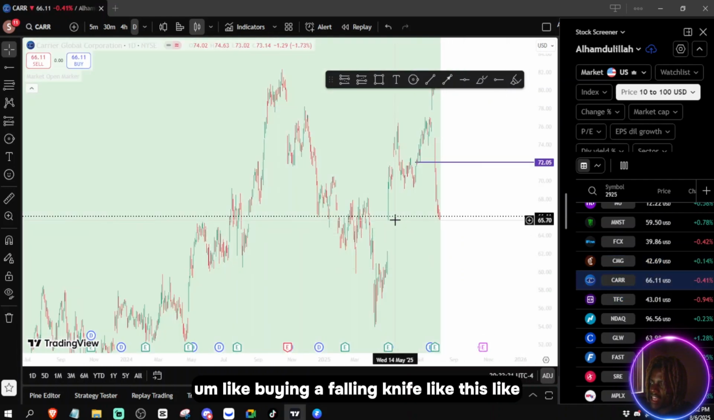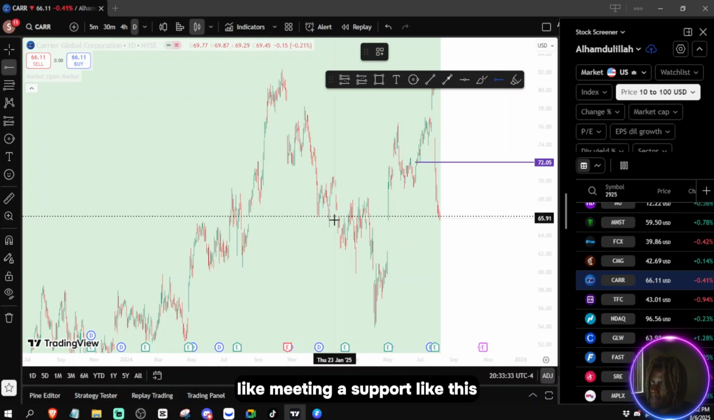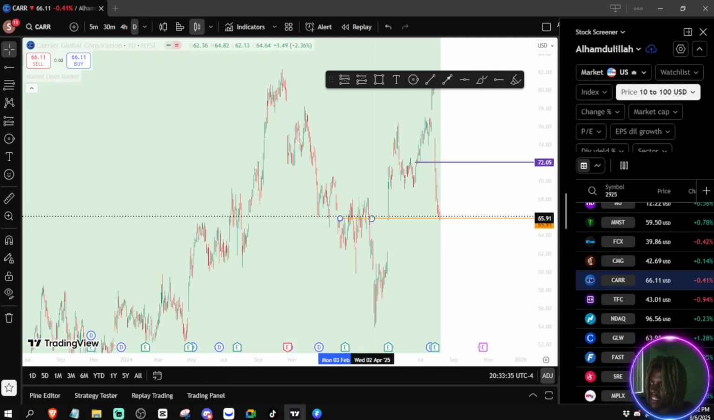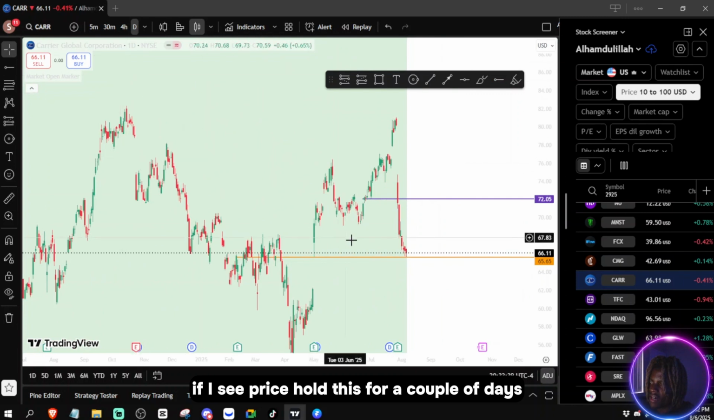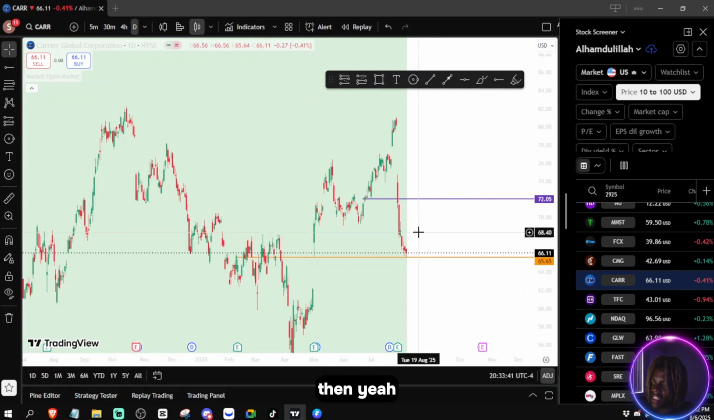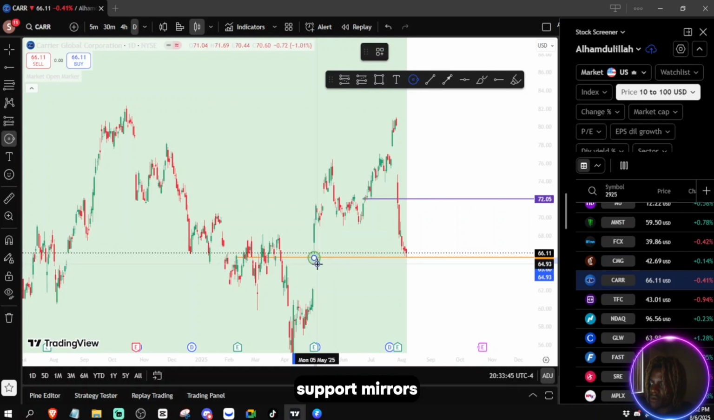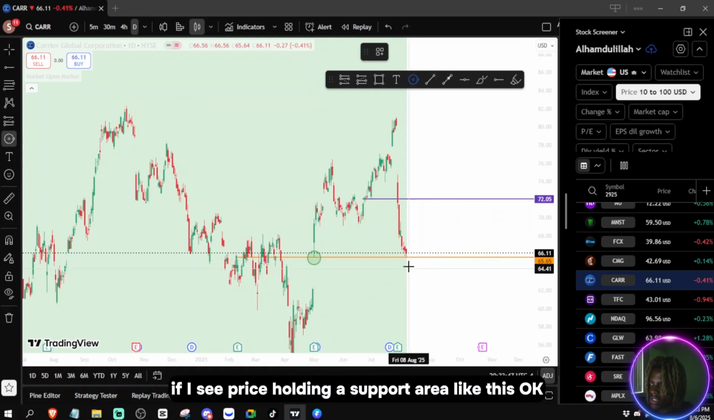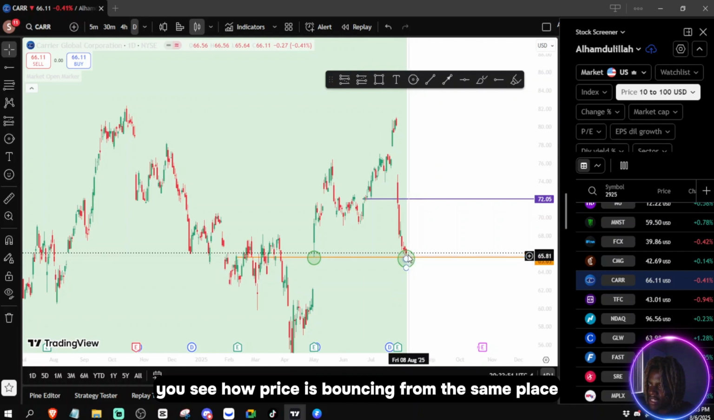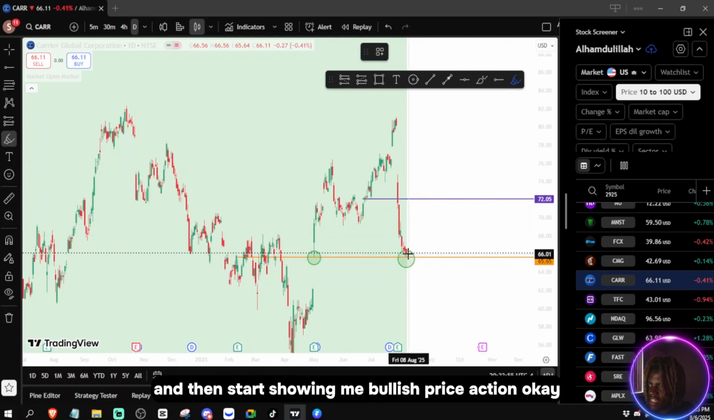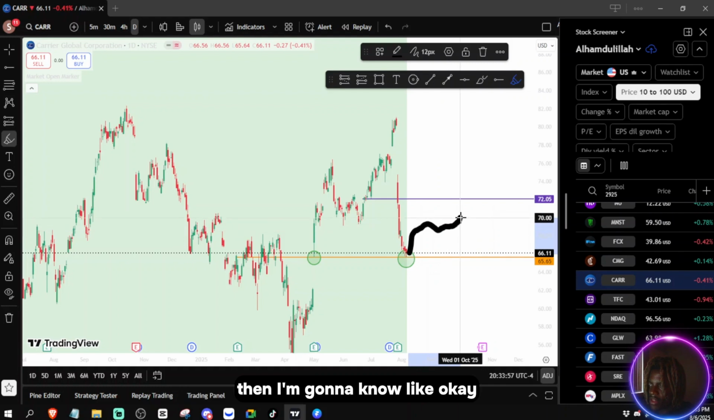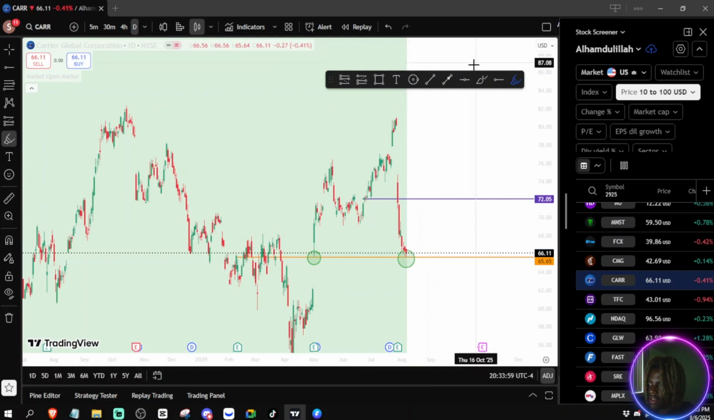Buying a falling knife like this, meeting a support like this. If I see price hold this for a couple of days, then yeah, that's the only way I personally like to trade support mirrors. If I see price holding a support area like this, you see how price is bouncing from the same place. If this holds for a couple more days and then starts showing me bullish price action, then I'm going to know I'm most likely safe.